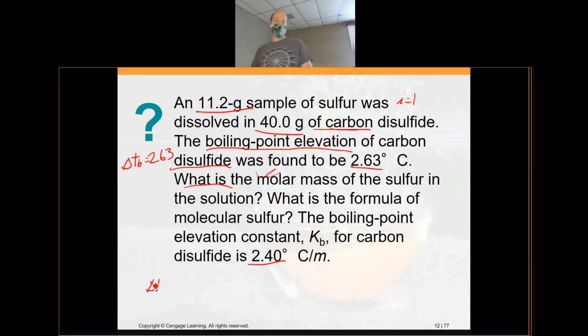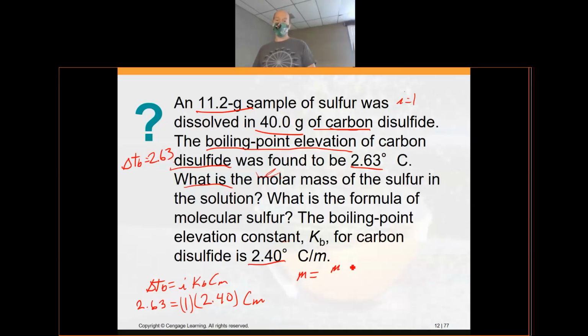All right, and so you have your delta T sub B is equal to I Kb C sub M. So delta T sub B, they gave it to us, 2.63. The I value, you have to know that that is a molecular compound, and that is not an ionic compound. And so the I value is 1. Kb is given, 2.40. We solve for the molality. All right, and so you will get your molality, and then you have the exact same problem that you had previously. How do you find your molality?